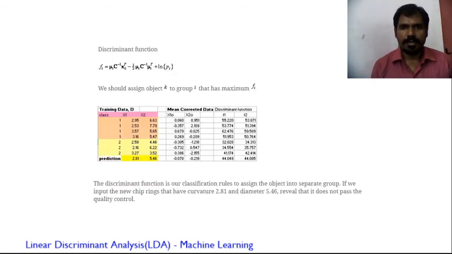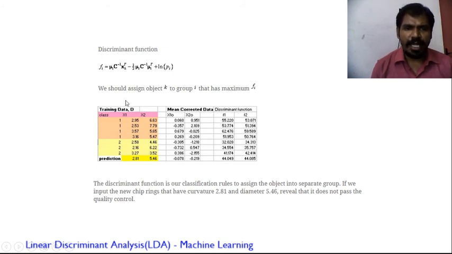So now use the discriminant function. The equation is given like this. Fi is equal to mu i C inverse xk transpose minus 1 by 2 mu i C inverse mu i transpose plus logarithm of pi. So this is the equation to compute the f1 value and f2 value. So what are the values here? We need to substitute for computing f1 and f2.